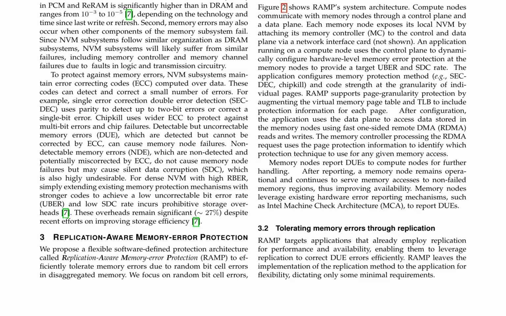The application configures memory protection methods and code strengths at the granularity of individual pages, leveraging the virtual memory page table and TLB to include protection information for each page. This information is used by the memory controller to identify the protection technique for any given memory access.